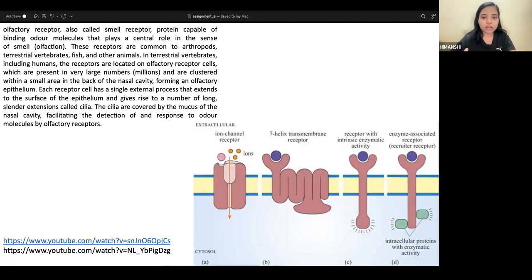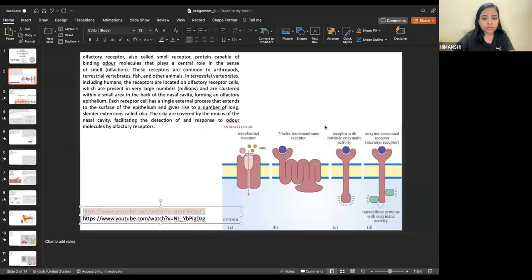Now, looking at the olfactory system, I would like your attention towards another concept, which is specifically related to GPCRs. So what are GPCRs? GPCRs are G protein coupled receptors. They have a very characteristic structure. That structure is this 7 helix transmembrane receptor. So what are 7 helix transmembrane receptors? These are the receptors which have 7 helices. A helix is a protein secondary structure which crosses the membrane 7 times.